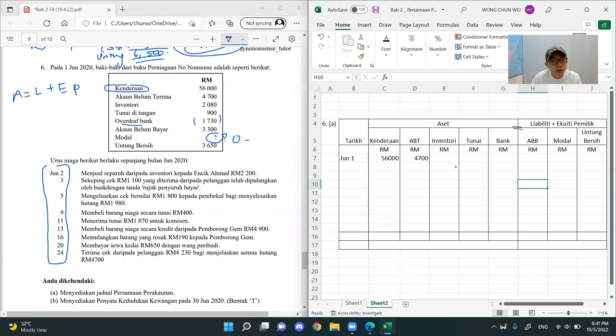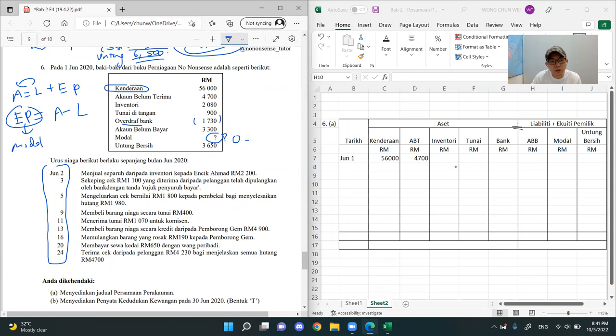Asset equals to liability plus equity per mille. So from here, you get your equity per mille is actually equals to your asset. Your L move to the left will become a minus liability. So this equity per mille, we can make it as a modal as well. So modal equals to asset minus liability. All right. So you will have to find all the asset, then you minus your liability. Wait, tapi there is a untung bersih here. All right, so you have to know how to do this for this untung bersih.